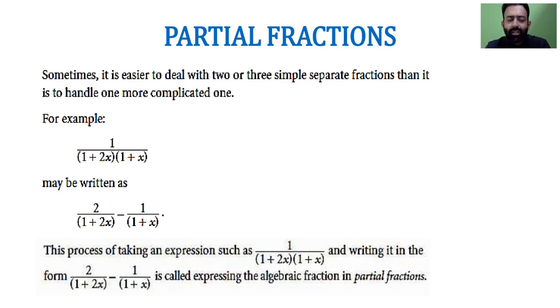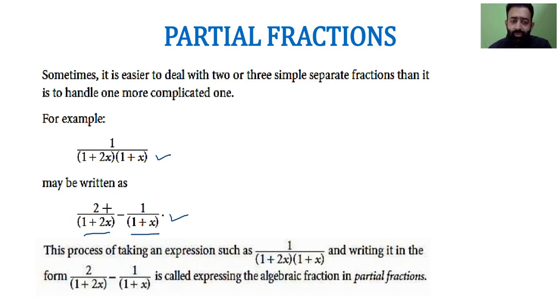Linear in the sense that these are of the type ax plus b. This means in the denominator there are two separate linear factors, in this example 1 plus 2x and 1 plus x. So it is easier to deal with this algebraic expression rather than the original one. Why do we say it is easier?